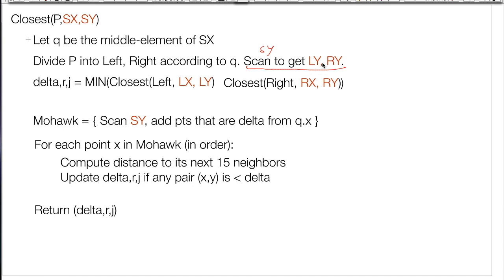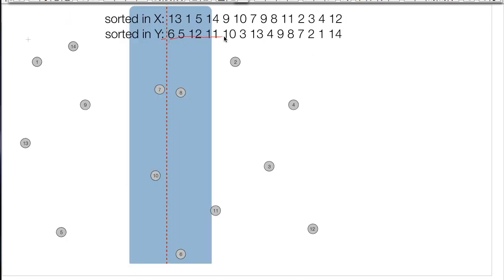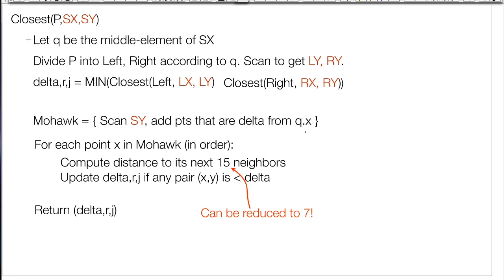What we're going to do is scan Sy in order to get Ly. We're going to use a scan of Sy and Q in order to get Ly and Ry. Then we can run this and then we can run that. And then for the Mohawk, we needed it in sorted Y order as well. Thankfully we have it. We have Sy right here. We can just go along again, scanning that Y order and seeing whether it's within delta of this middle line Q, and only keeping it if it's within delta. And then once we have the Mohawk set, of course, we do the same thing as we did before.